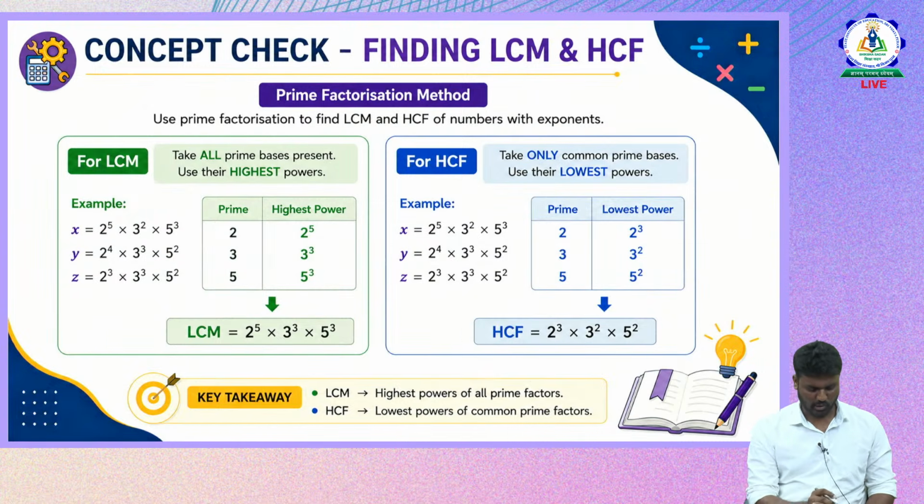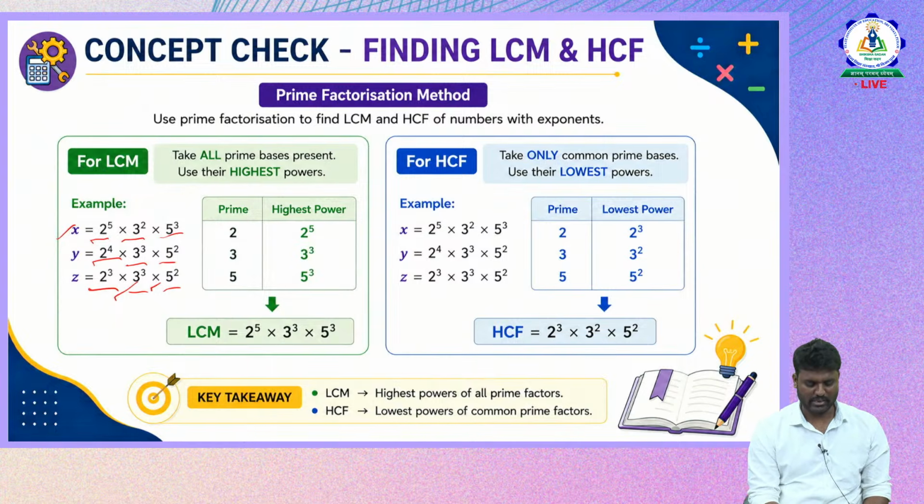Now, what are the values they have given? x is equal to 2 to the power of 5, 3 to the power of 2, and 5 to the power of 3. y is equal to 2 to the power of 4, 3 to the power of 3, and 5 to the power of 2. z is equal to 2 to the power of 3, 3 to the power of 3, and 5 to the power of 2. Now if you see, the primes 2, 3, 5 in x, 2, 3, 5 in y and z are the common primes in the given problem.